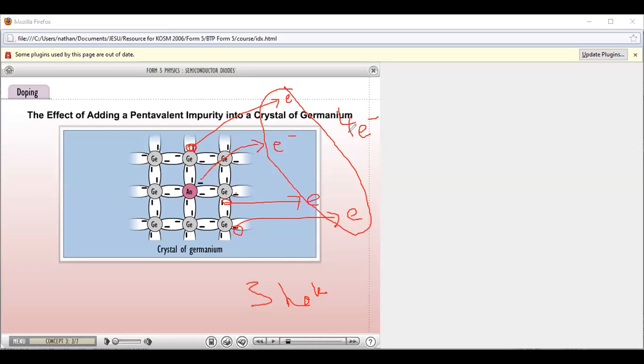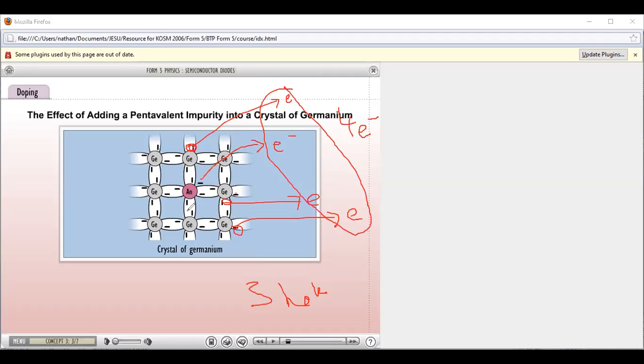So what happens for this example? When you add a pentavalent atom, you get an extra electron. So it donates the electron, so that you have more electrons compared to positive holes. That's why they call this an N-type semiconductor. N-type means you have more negative charge, more electrons. Negatively charged, which is electron. So you have more electrons compared to holes. That's why they call it an N-type semiconductor.